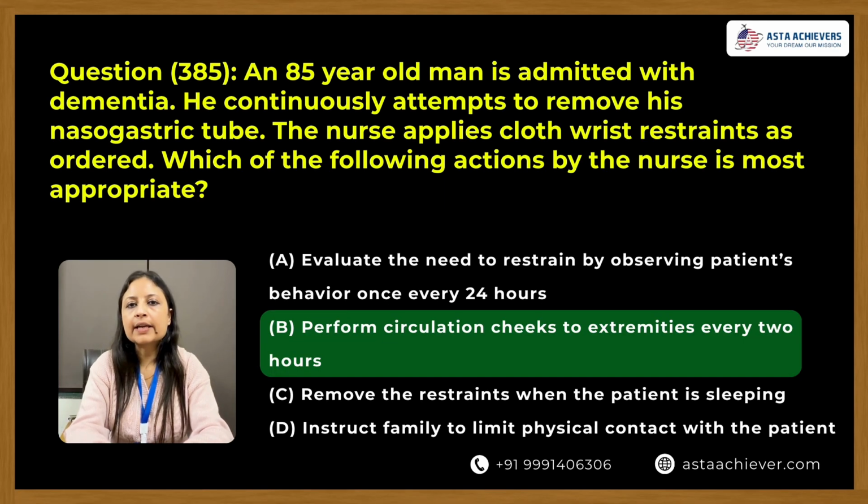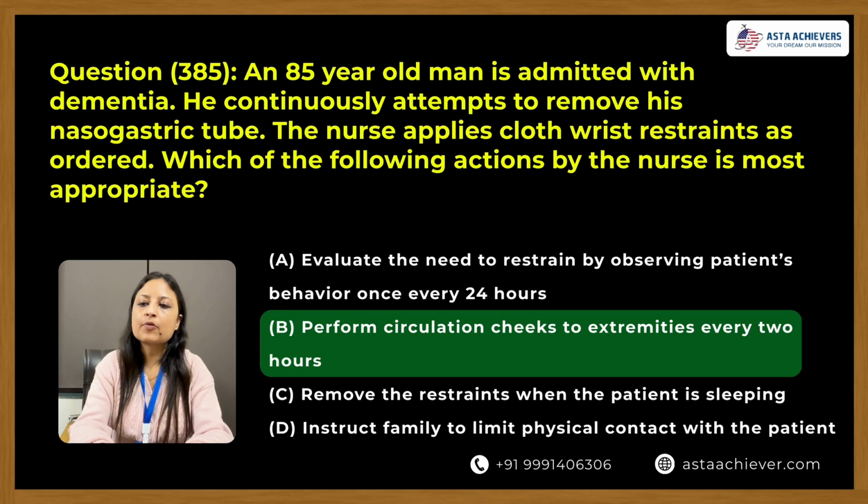Question number 385. An 85-year-old man is admitted with dementia. He continuously attempts to remove his nasogastric tube, so the nurse applies the cloth wrist restraint as ordered. Which of the following actions by the nurse is most appropriate here? Option A, evaluate the need to restrain by observing the patient's behavior once every 24 hours. Option B, perform a circulation check of the extremity every 2 hours. Option C, remove the restraint when the patient is sleeping. Option D, instruct the family to limit physical contact with the patient. So option B, perform the circulation check of the extremity every 2 hours.